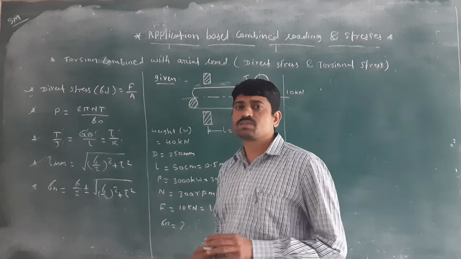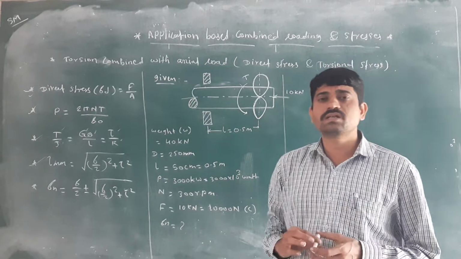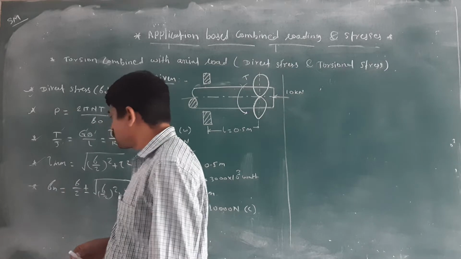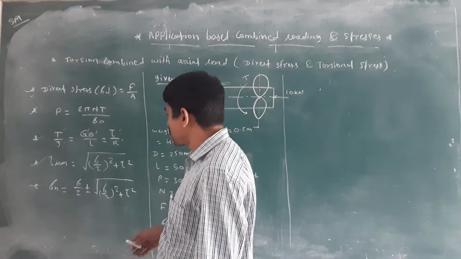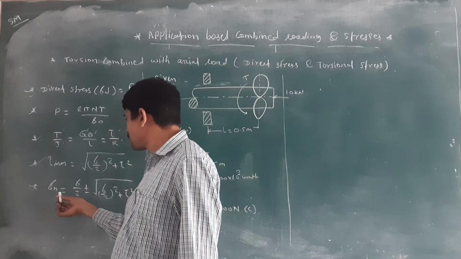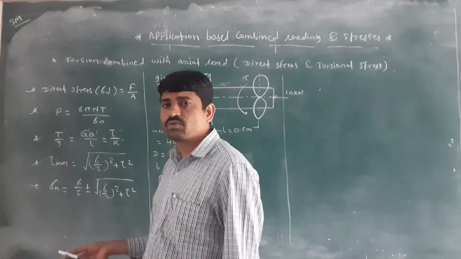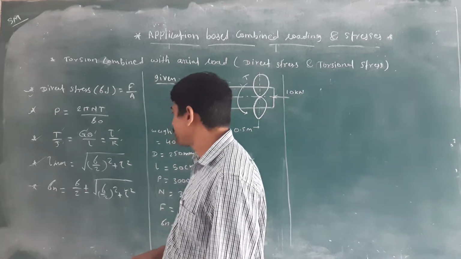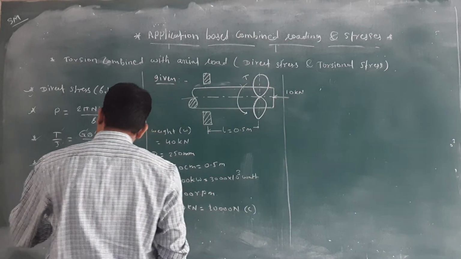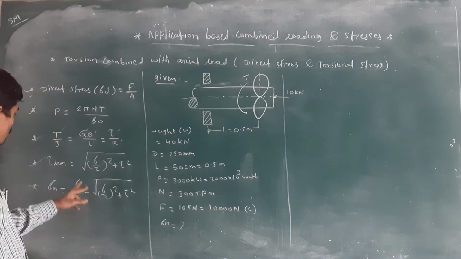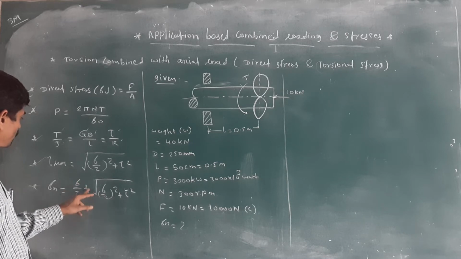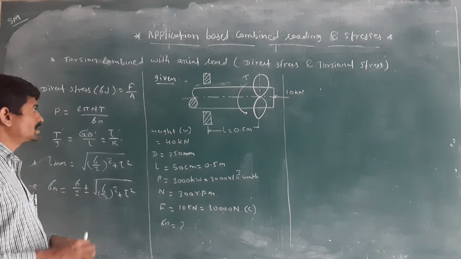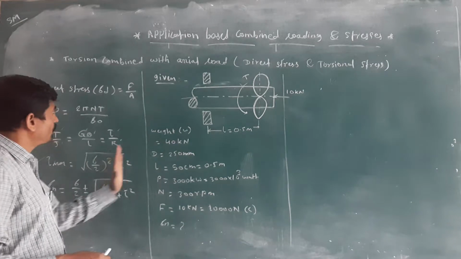Then how to calculate the principal stresses? We know sigma n1 and sigma n2. But when you find the principal stresses in unidirectional or bidirectional cases, remember this generalized formula: sigma n is equal to sigma divided by 2 plus or minus root of (sigma by 2) whole square plus tau square. Only the addition here is sigma by 2. For sigma n1 you use plus, and for sigma n2 you use minus. This is the formula we want to use.